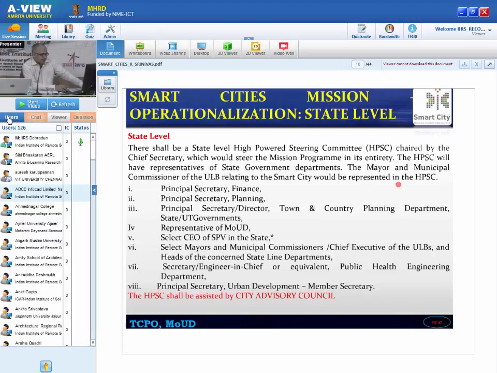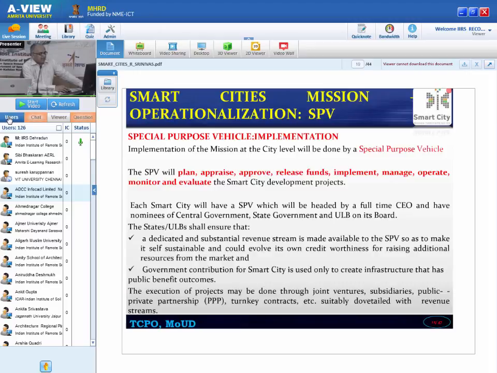It has various representation, and this high power steering committee will be assisted by a city advisory council. Each city has to constitute a city advisory council, which from time to time shall assist and advise the high power steering committee. And every city, as part of operationalization, has to constitute an SPV, which will plan, appraise, approve, release funds, implement, manage and operate, monitor and evaluate all the smart city development projects.